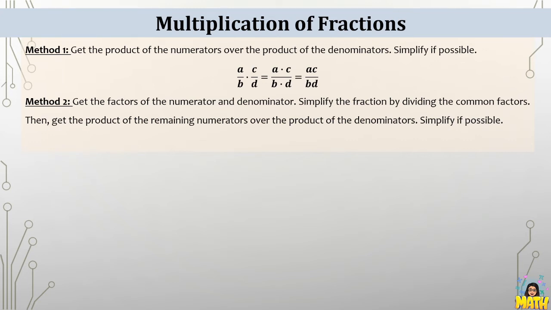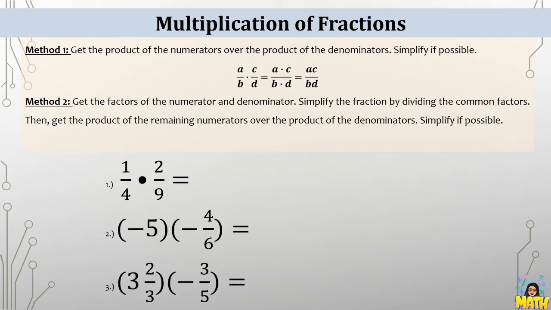So let's have this. 1/4 times 2 over 9. So multiply the numerators over the product of the denominators. So this one is 36. Simplify if possible. What number can divide the numerator and then the denominator? That's 2. So here we can have 1 over 18.